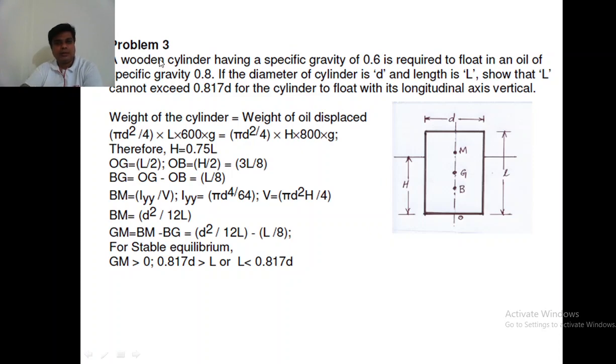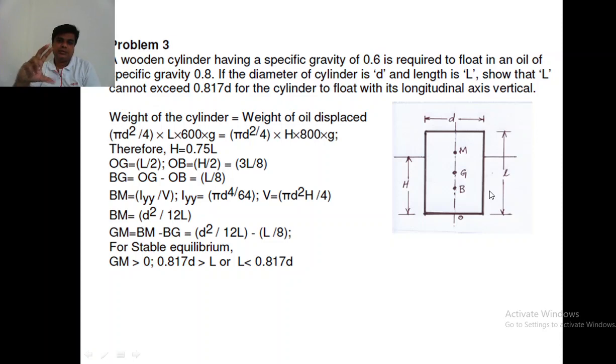We have again a wooden cylindrical block. Just imagine a cylindrical block here having specific gravity 0.6, and it is required to float in an oil of specific gravity 0.8. Specific gravity is given, so you can convert that into density of wood and oil. If the diameter of the cylinder is d and length is L, we have to show that L cannot exceed 0.817 times d for the cylinder to float with longitudinal axis vertical. So now the cylinder is floating in the vertical direction.